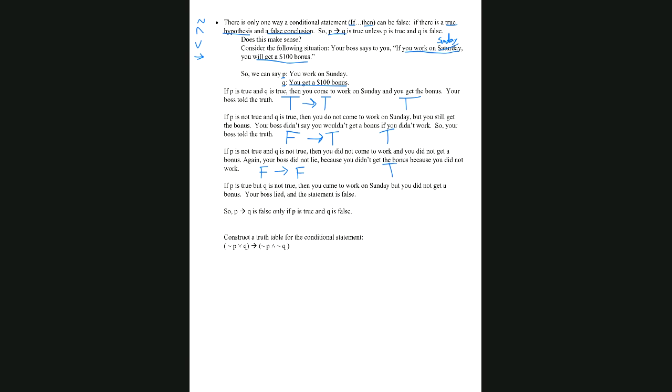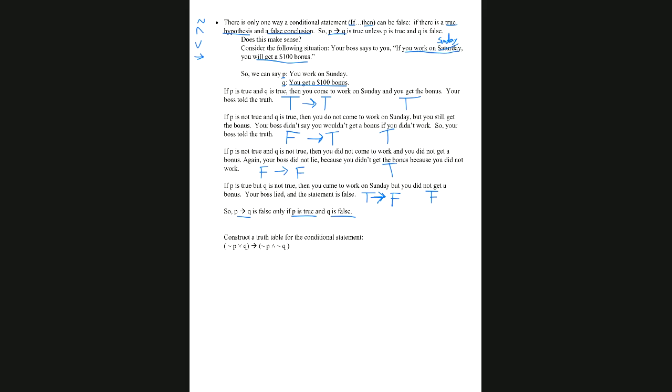However, what would happen if you came to work on Sunday, and then when you looked at your paycheck, you realized the bonus wasn't there? So that is a true statement that leads to a false statement. This is the only time that you can get a false statement, when the hypothesis is true and the conclusion is false. All right? So if P then Q is false only when P is true and Q is false.